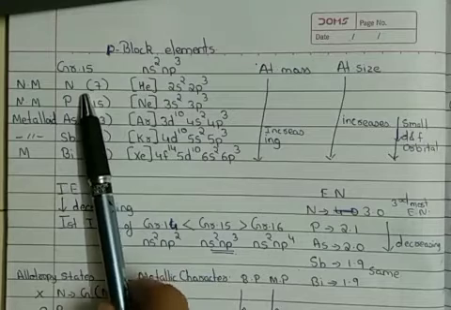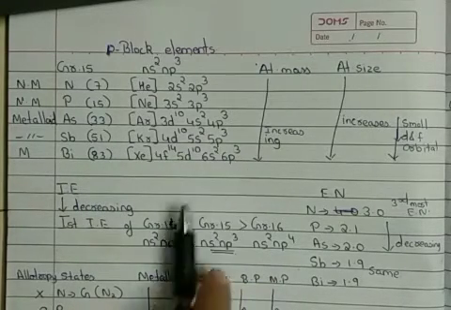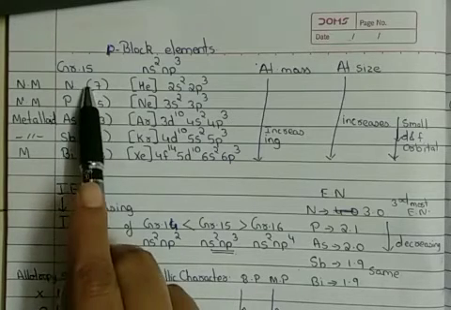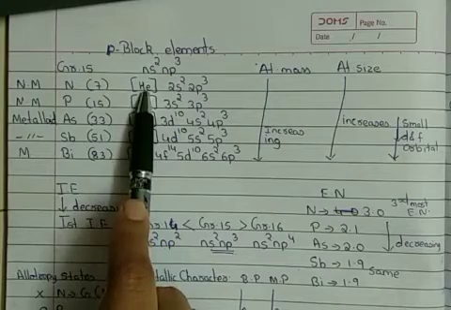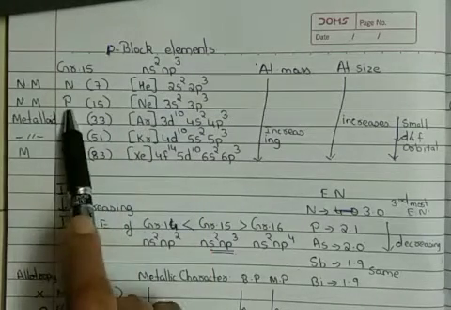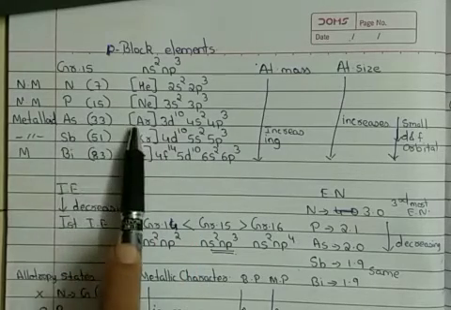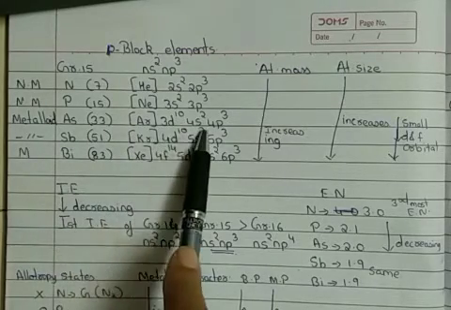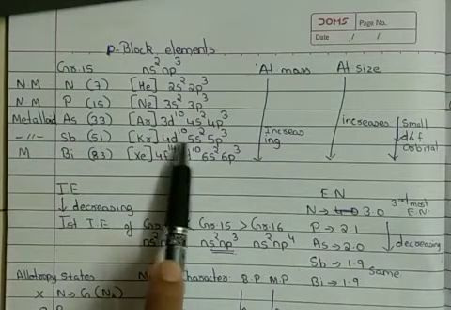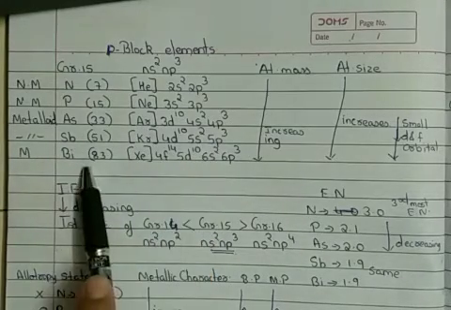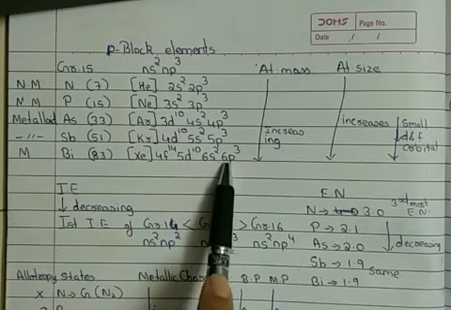Now the general configuration we write down, that is outer electronic configuration, also called condensed electronic configuration. For nitrogen with atomic number 7, its condensed electronic configuration will be helium 2s2 2p3. For phosphorus it will be neon 3s2 3p3. With arsenic it will be argon 3d10 4s2 4p3. Antimony, krypton 4d10 5s2 5p3. Bismuth, xenon 4f14 5d10 6s2 6p3.